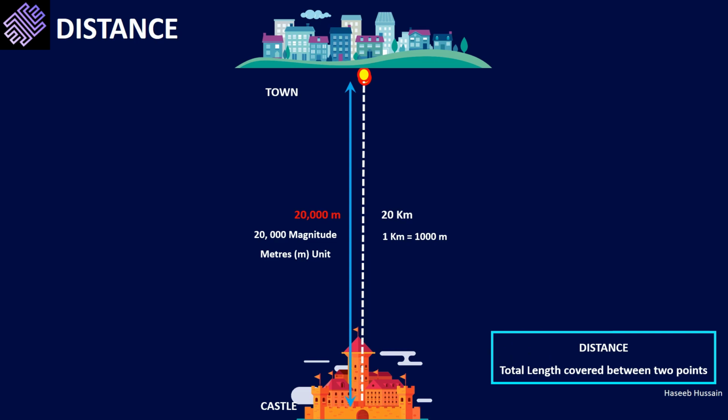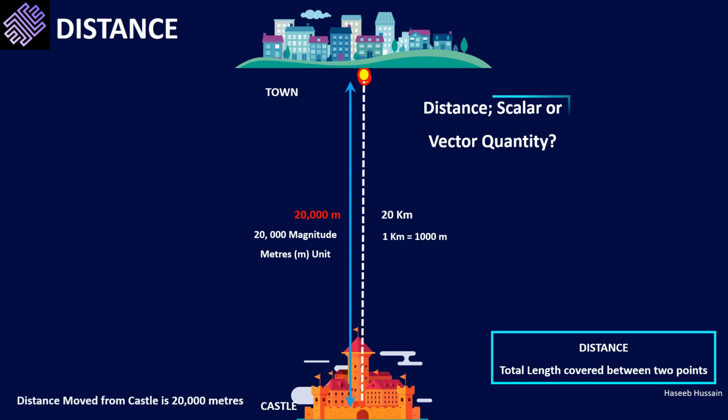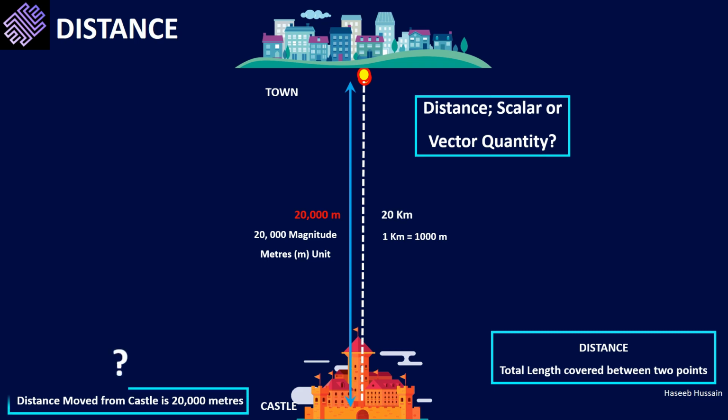So distance is defined as the total length covered by an object between 2 points. In this case, it is 20,000 meters. But the question becomes, is distance a scalar or vector quantity? If the question tells us that you have moved 20,000 meters away from the castle, is this information sufficient to reach the town? Clearly, this is incomplete or one-dimensional information, and you won't be able to reach the town.